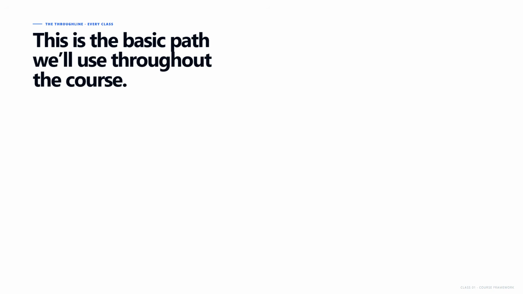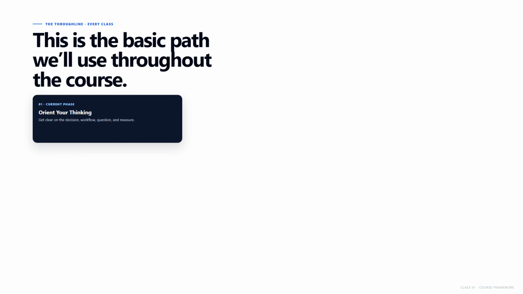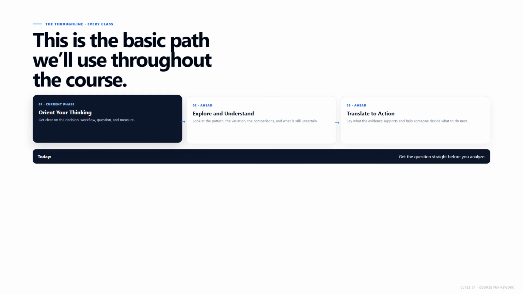You are going to see this 3-part framework throughout the course. First, orient your thinking. What's the decision? How does the work actually happen? What are we asking, and how would we measure it? Then explore and understand. This is where we look at the pattern, the variation, the comparisons, and the things we're still not sure about. Then translate it to action. What does the evidence actually support, and what should the person responsible for the work do next? Today, we're mostly in that first part. We're getting the question straight before we start analyzing.